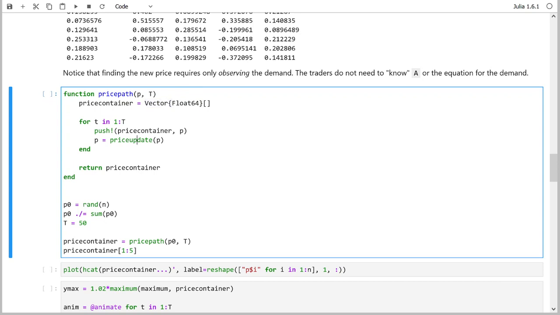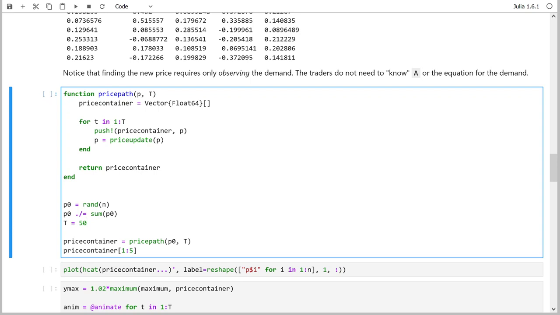Then for each time period in however many I said I wanted to calculate, I think we'll do 50, I'm going to push my current prices. So you can think of this as appending them to the price container. I'm going to put my current prices there. Then I'm going to calculate the updated prices. And then I'm going to keep repeating that. So what our price container should be is a vector of vectors, a list of lists in essence, of the price vectors at each point over 50 iterations of this process.